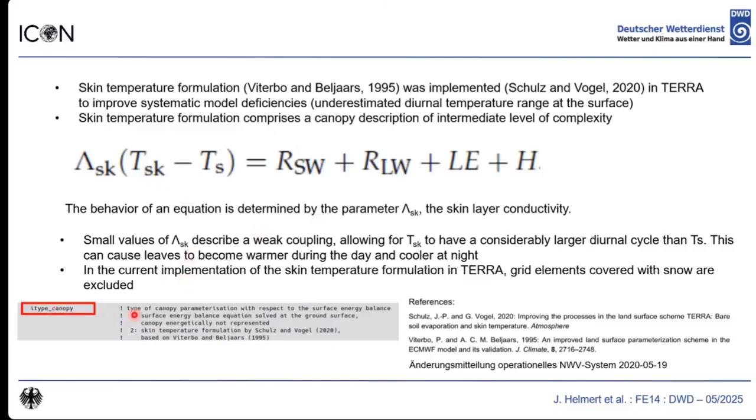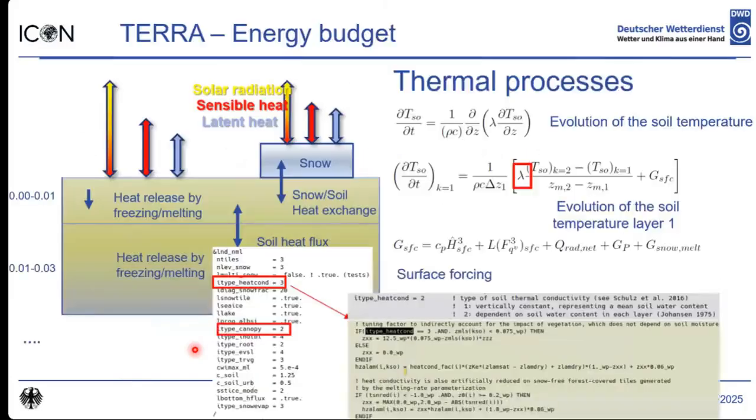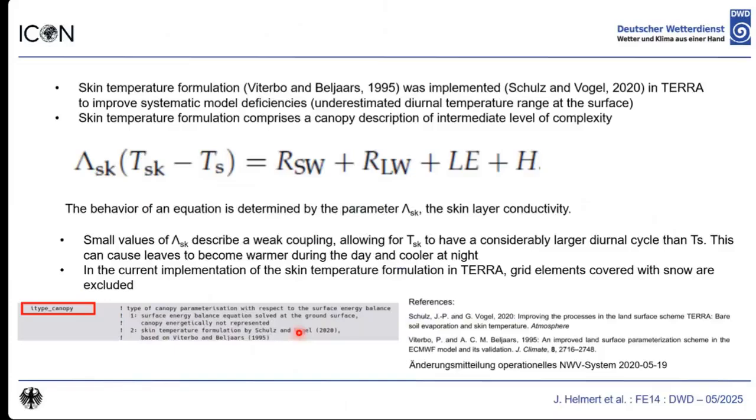You see down here, again taken from the code, I-type canopy, the type of parameterization with respect to the surface energy balance. The 1 was the old one. The new one, number 2, is still not the default. That's why you really have to set it in this namelist switch here. So you have to set the 2, otherwise you run with the 1. It was introduced by these authors, Schulz and Vogel, and here are the articles.